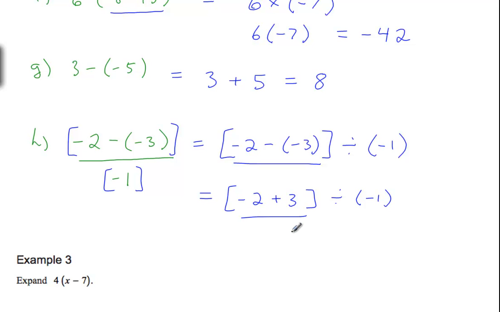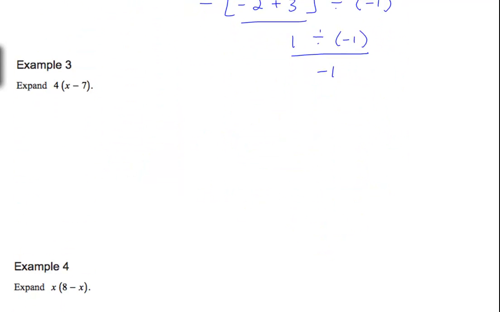Now we'll do it. Negative 2 plus 3, that's 1. 1 divided by negative 1. Now we'll do division. 1 divided by negative 1, that's 1 over negative 1, and that equals negative 1. Okay, that one's a little bit longer, and we did it in a more traditional format where we do one after the other, and that's because it was multiple steps, this guy.